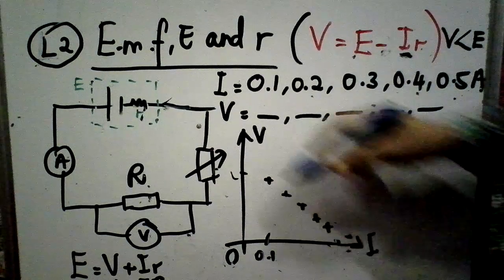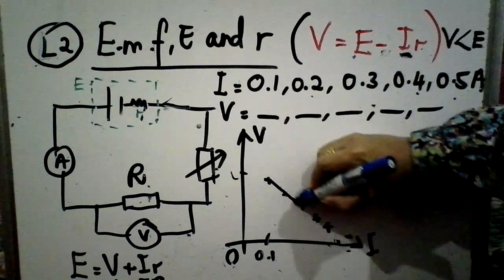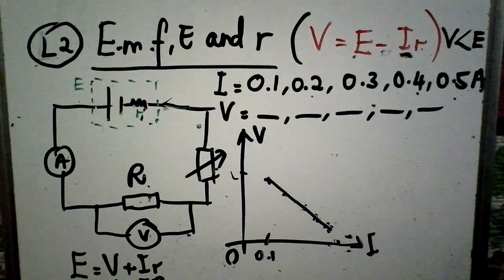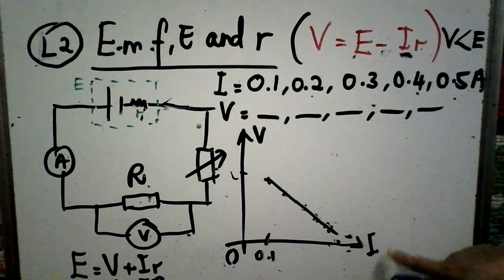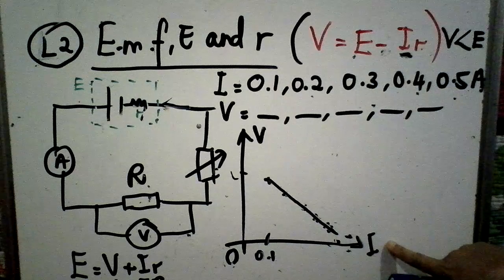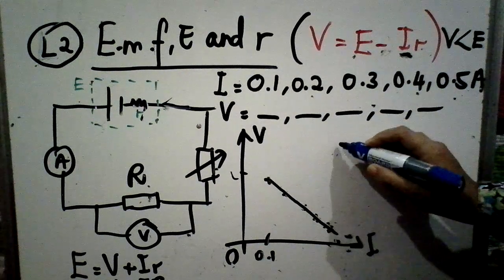Now we draw the line to represent the graph. Use a ruler to draw, so we get a straight line showing that V decreases linearly with I. So once we have this graph, what can we get from the graph?